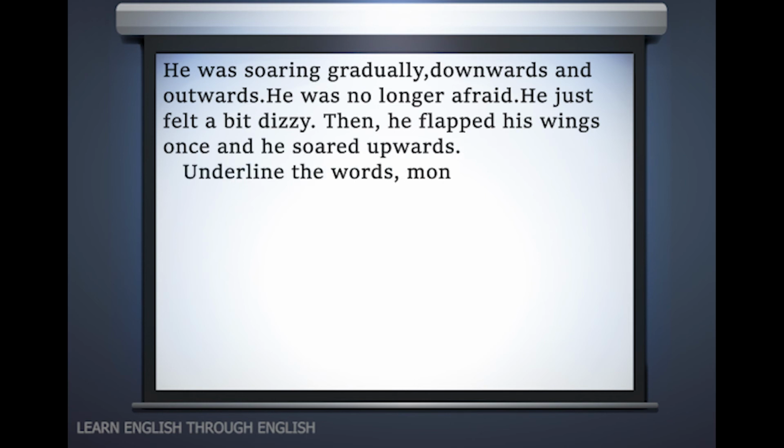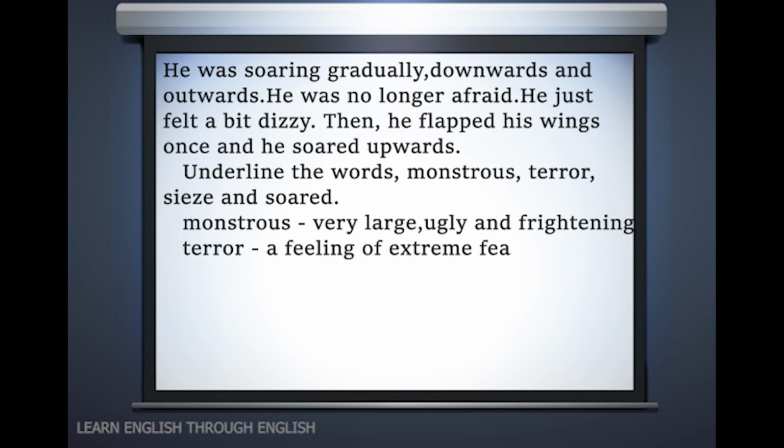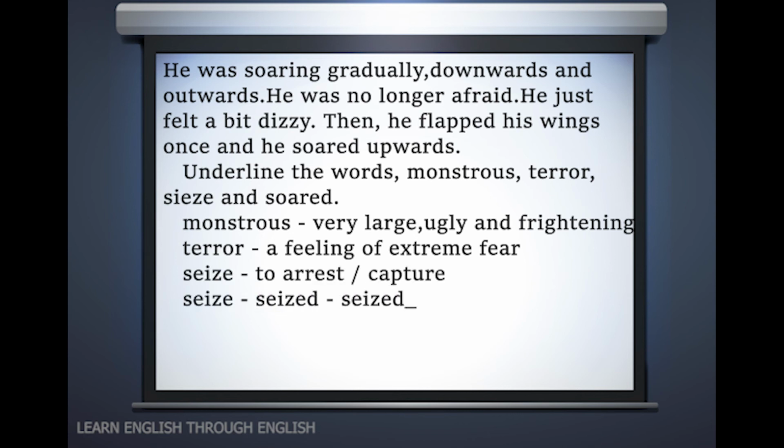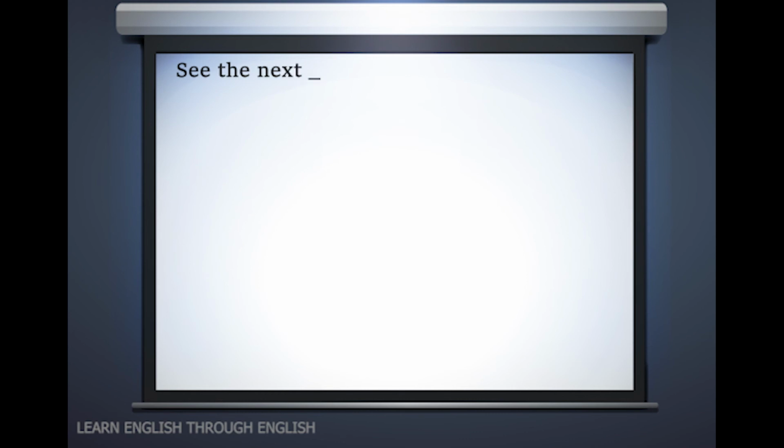Underline the words monstrous, terror, seize, and soared. Monstrous means very large, ugly, and frightening. Terror is a feeling of extreme fear. Seize is to arrest or capture. Seize, seized, seized. Soar is to fly high in the air. Soar, soared, soared.